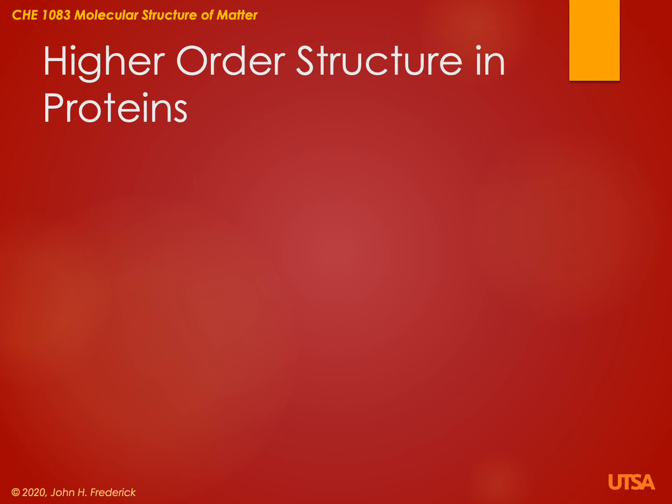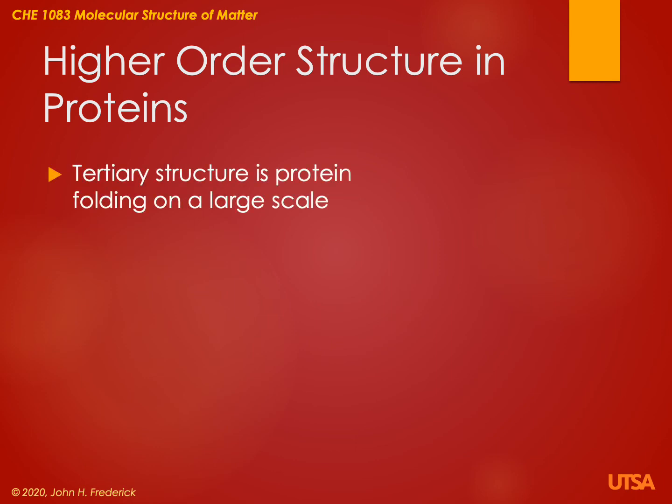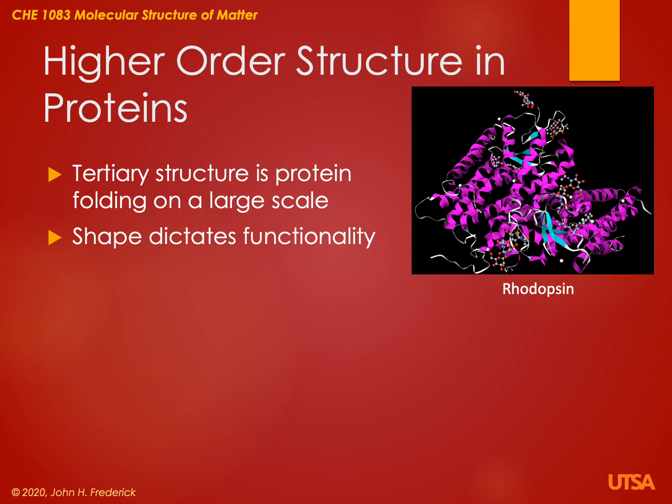Now there's also a higher order structure in proteins, and that's what we'll call a tertiary structure, and it's what happens when protein folds on a larger scale. And the shape of the protein dictates its functionality. So now here is a picture of rhodopsin, which is the protein that's in your eye and helps you with vision. And you can see the retinal parts that are attached to the rhodopsin there are detailed as little molecular diagrams attached to the ribbons and coils.